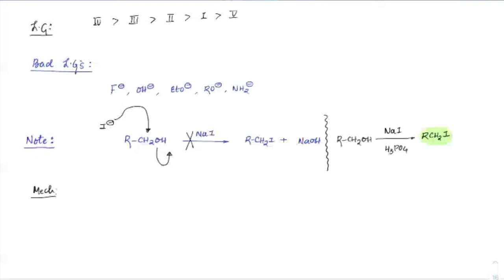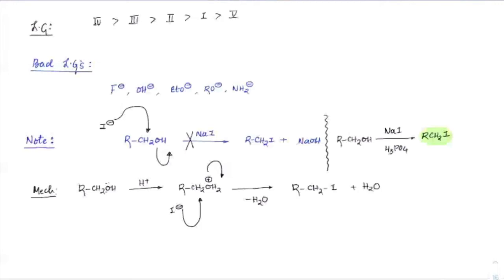Basically RCH2OH, when treated with H plus, becomes RCH2OH2 plus, and then I minus will attack on CH2, removing this H2O, because H2O is a better leaving group. Remember, neutral species will always leave easily, and thereby we get RCH2I plus H2O. So that's how the reaction proceeds. Got it? So this is called protonation.